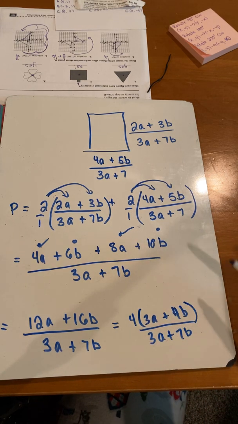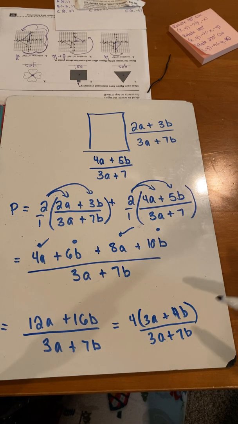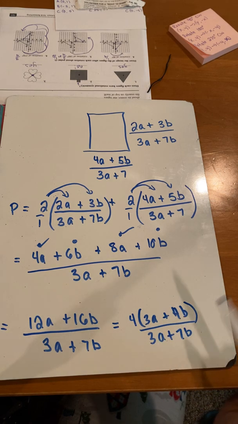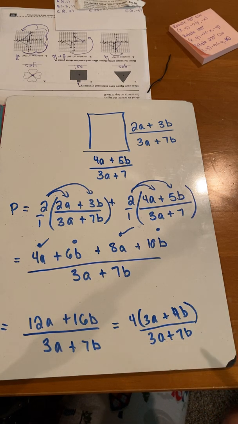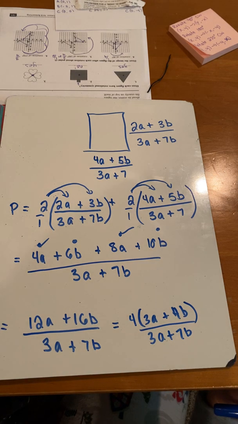Remember, you pull out your GCF to see if you can cancel anything out or simplify it further. But in this case, we cannot cancel out 3a plus 4b over 3a plus 7b because we are unlike. So pulling out this 4 just kind of breaks it down further, but doesn't actually help you simplify it. So this is an optional step, but this is fine as your answer. All right, onwards. That was example 3.